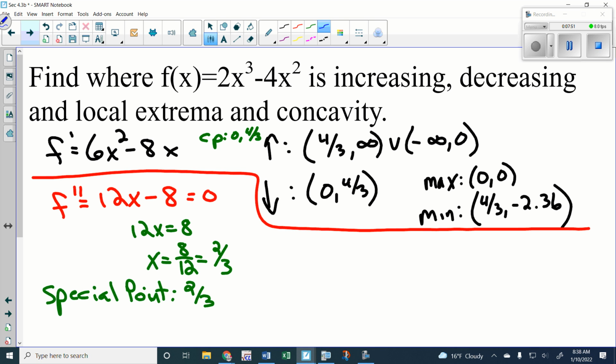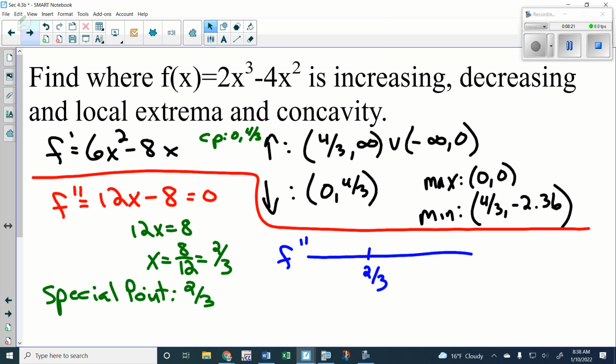Now, jumping ahead to what Carter said, inflection point, we're going to get to that. But is every critical point a max or a min? No. Is every special point an inflection point, which I haven't defined yet? No. An inflection point is kind of like a max or min, so that's coming. So here's what we have to do. We have to do sign analysis of the second derivative. Our special point is 2/3.